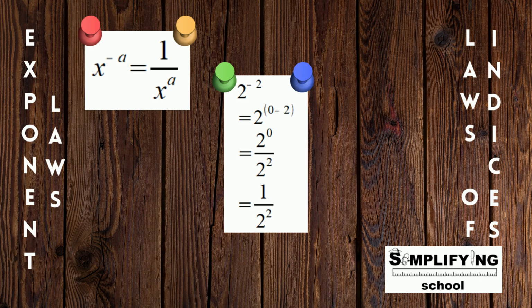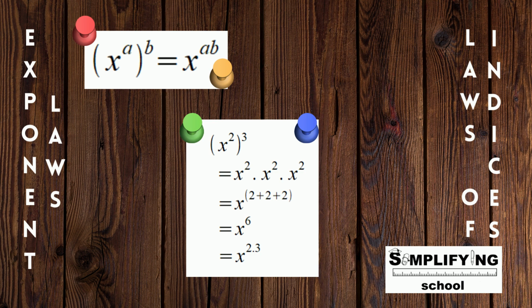So this time around we can work backwards. Use the second law that we've looked at backwards. So we can say from that 2 to the power of 0 minus 2, we can put it in the fraction form, which is 2 to the power of 0 over 2 to the power of 2. Now we know from the law that we've just looked at that anything to the power of 0 is 1. So here we've got 1 over 2 squared. That's why we could say that x to the power of minus a is equal to 1 over x to the a.